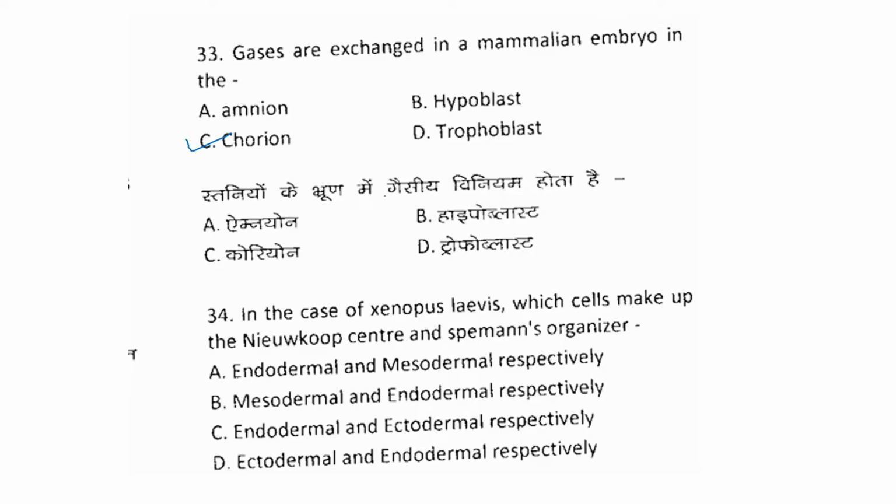The next question is, in the case of Xenopus laevis, which cells make up the Nieuwkoop center and Spemann's organizer. So mesodermal cells make up the Nieuwkoop center and endodermal cells make the Spemann's organizer. So the correct answer is B, mesodermal and endodermal respectively.